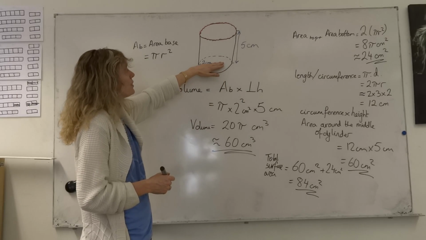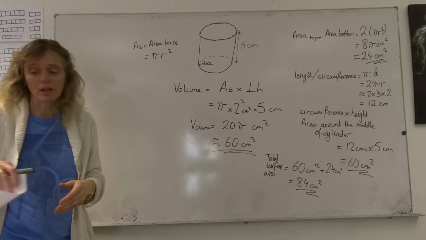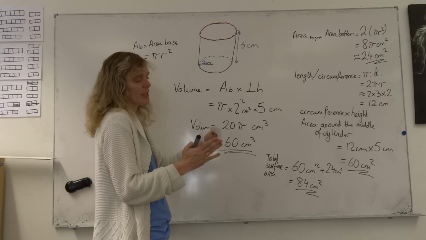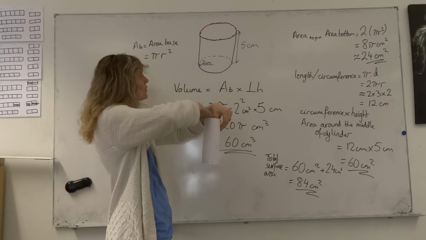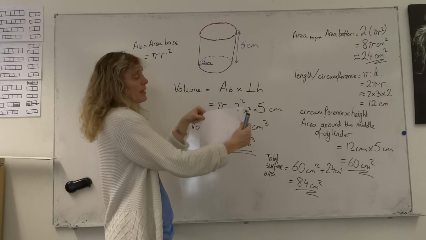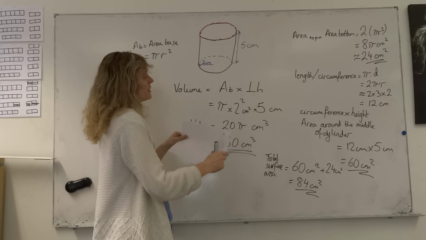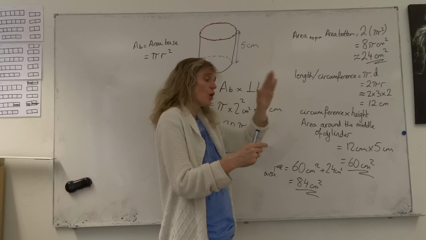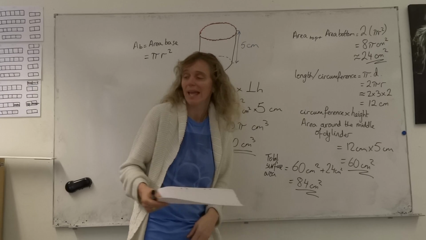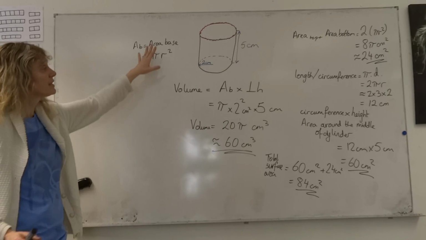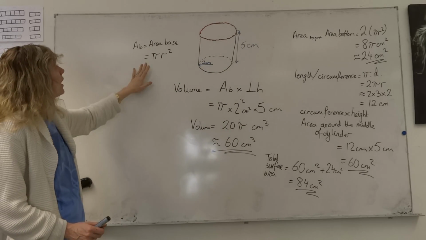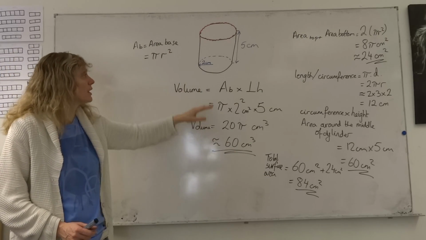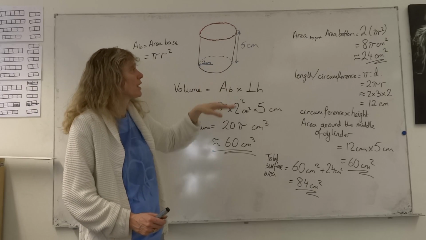The bottom surface has an area of 12 centimeters squared. This is not to scale. The bottom circle has 12 centimeters squared. The top one has 12 centimeters squared. And the middle bit has an area of 60 centimeters squared, giving us a total surface area of the whole cylinder, top, bottom and the sides, of 84 centimeters squared. And this is how we calculate the surface area of a cylinder and the volume of the cylinder. Base area times the perpendicular height.